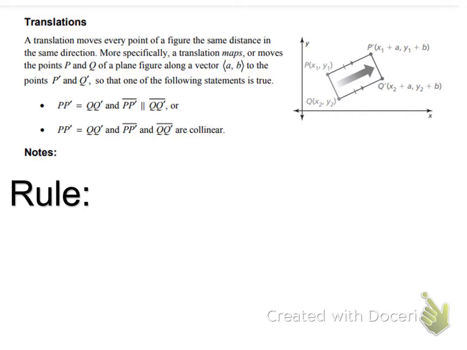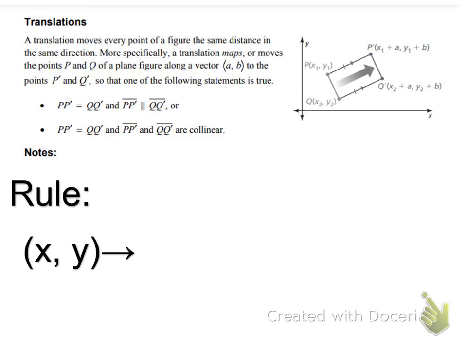A translation, to remind you, moves every point the same distance in the same direction. So let's say you had point P. It would become P prime, right? That's what that apostrophe means. You would be adding or subtracting the same number to the x, and then adding or subtracting the same number to the y. What does it look like when we write a rule? What is the first thing we write down?